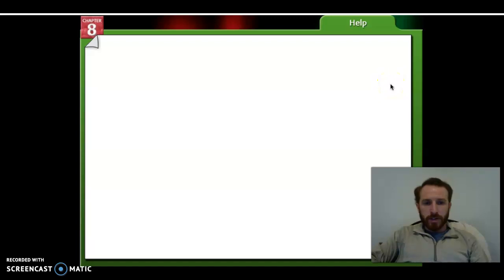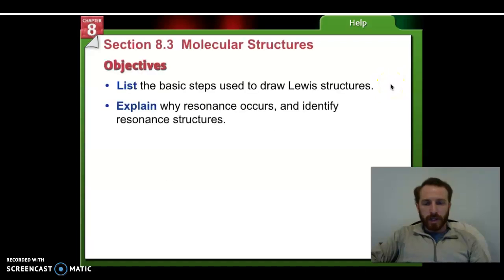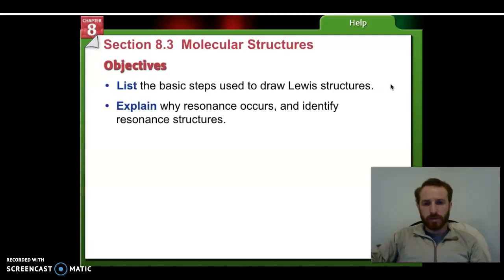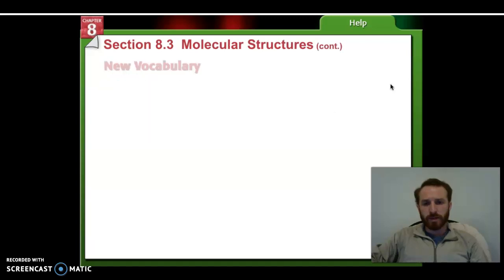So we're going to real quickly talk about molecular structures. Okay, so we're going to list the basic steps used to draw Lewis structures. I kind of went over that a little bit in the last video, but we'll go into more depth on how to choose which type of Lewis dot structure to start with, etc. We're also going to look at resonance and what that is, and you should be able to identify when resonance structures exist. And then we'll talk about a few exceptions to the octet rule.